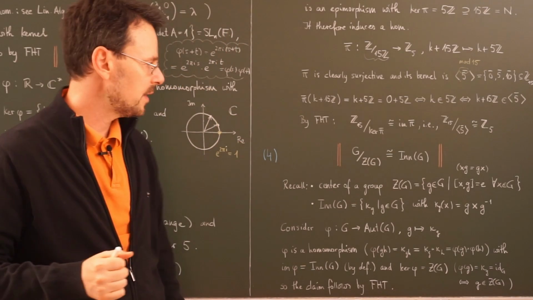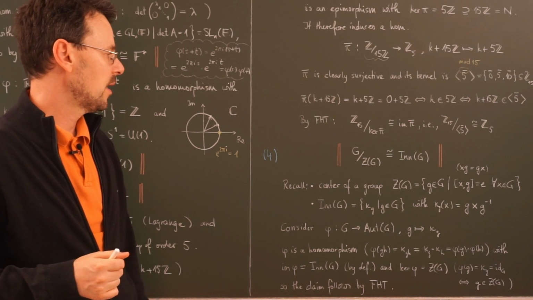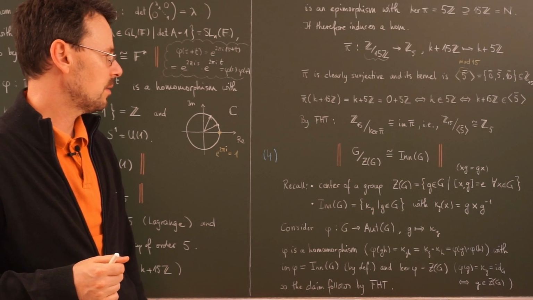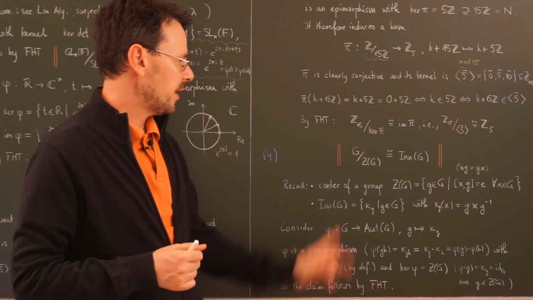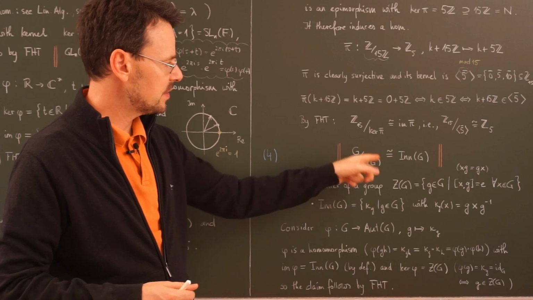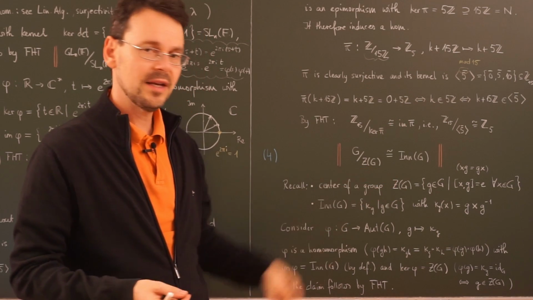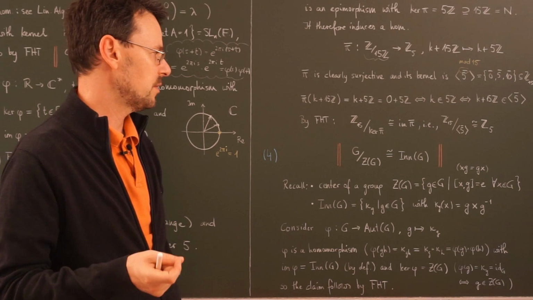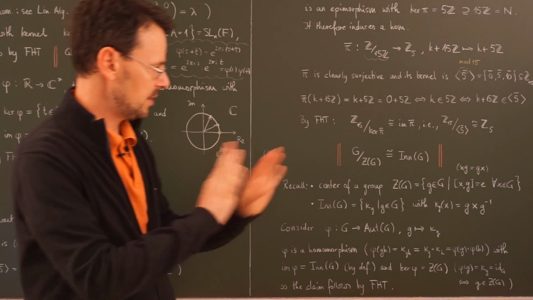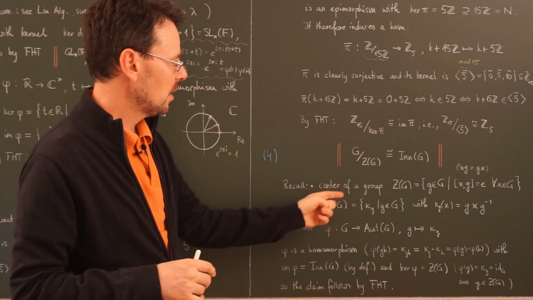Hello there. Final example for the first applications of the fundamental homomorphism theorem. The claim is that for any group, the group modulo its center is isomorphic to the group of inner automorphisms of this group. Okay, let's recall what these terms mean.